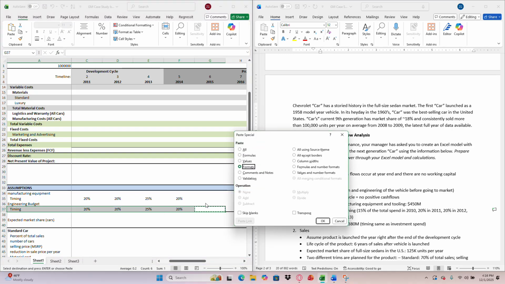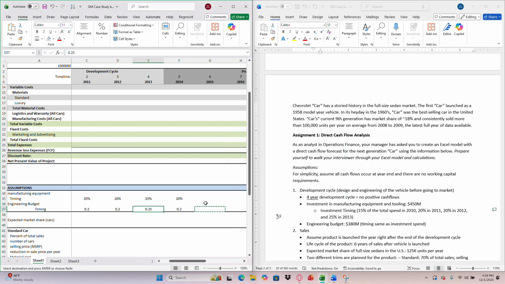Now I want to make sure that all of these are percents. But I did also want those to have that border under them. But obviously, apparently we can't have nice things. So whatever. That's our timing though.